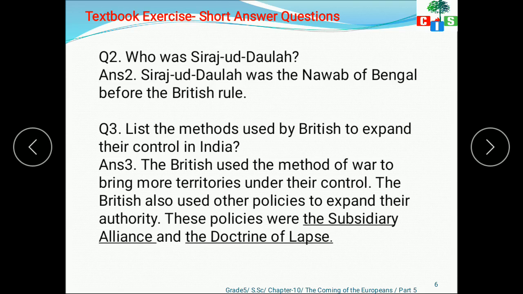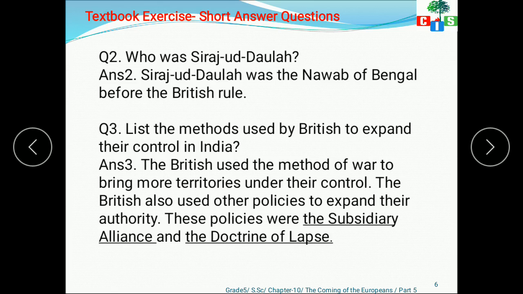Okay. Now the third question is, list the methods used by the British to expand their control in India. So the answer is, I think all of you know this answer, that the British used the method of war to bring more territories under their control, and the British also used other policies to expand their authority. And what are these policies? These policies were the subsidiary alliance and the doctrine of lapse. Okay, that we have studied.